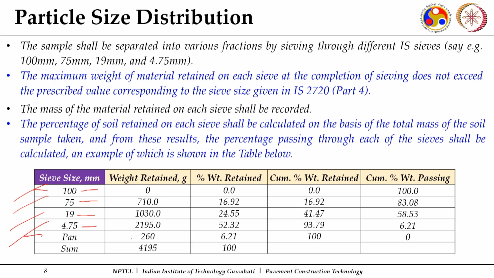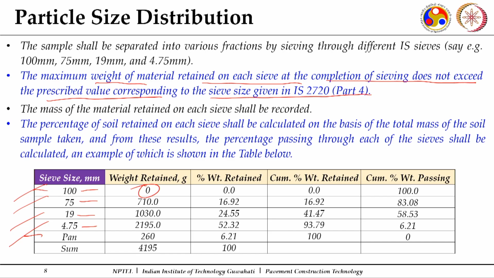Now, I have sieved it, and I found that no material is retained on my top sieve. Now, there is an important consideration: depending upon the sieve size, there is a requirement for how much maximum material it can sieve. So, that is to be taken care of. The maximum weight of material retained on each sieve at the completion of sieving should not exceed the prescribed value corresponding to the sieve size given. This is an important thing. If you take more than that material, the sieving will not be correct.